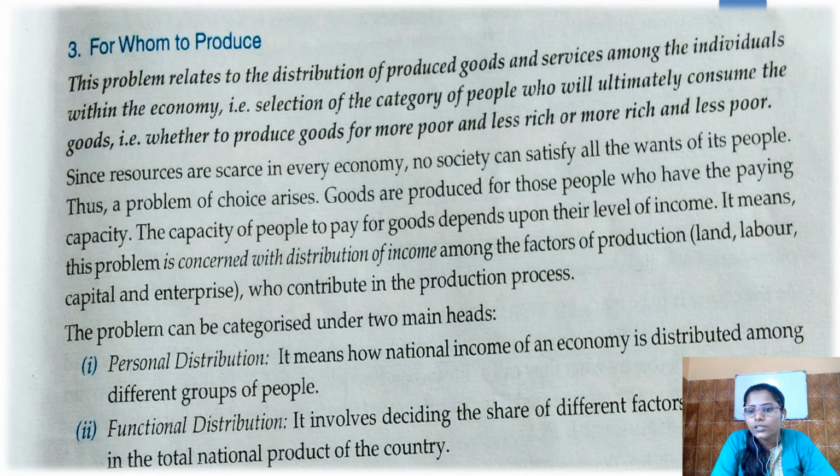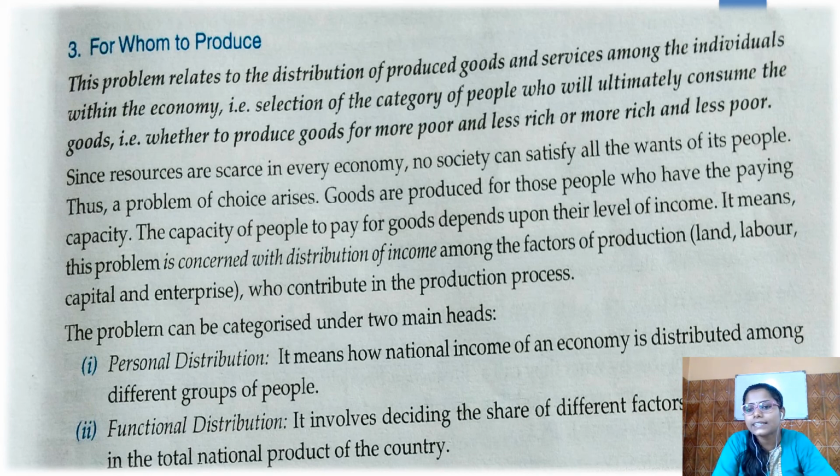After what to produce, in what quantity, how much to produce and how to produce, the next is for whom to produce, another central economic problem. This problem is related to the distribution of goods and services produced among the individuals within the economy. It is the selection of the category of people who will ultimately consume the goods, whether the producer produces goods for more poor or less rich, or more rich or less poor. So here the focus of your target is rich people or poor people.